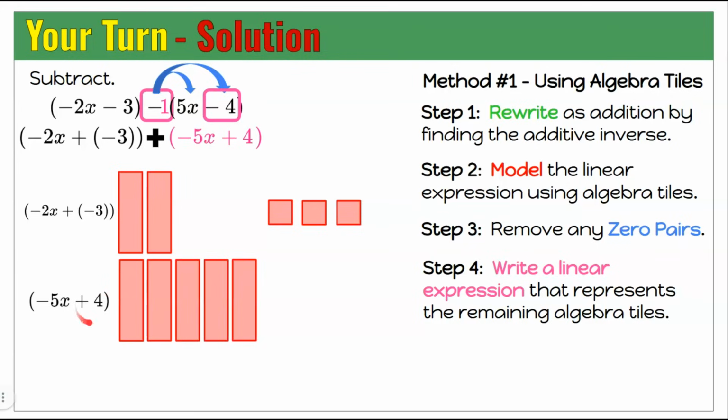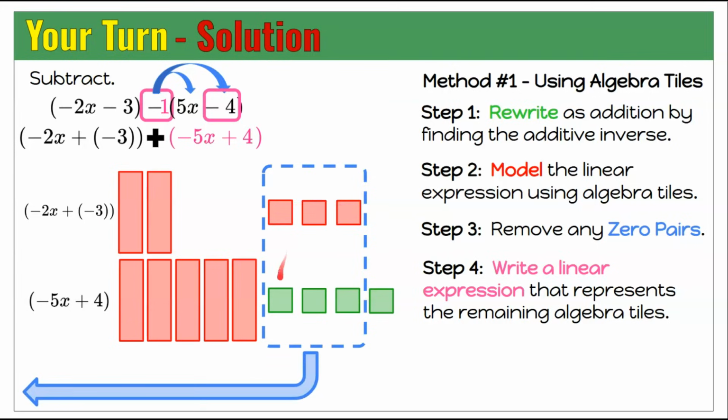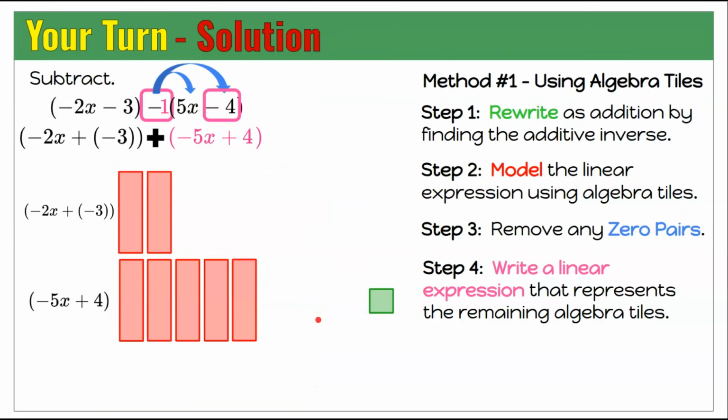And then I need 4 positive, so 4 green integer tiles. 1, 2, 3, and 4. Now I'm looking for step 3, which is to remove any 0 pairs. So these are all the same, they're not opposite, but I see I have 3 negative integer chips and 3 positive. So I can identify that those are 0 pairs and remove them from my workspace.